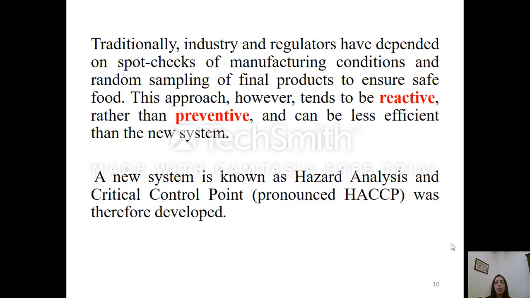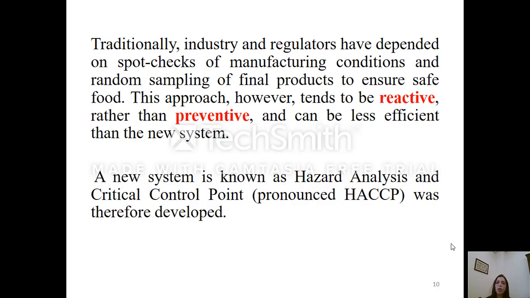So basically, traditionally, the industries and the food processors tend to adopt systems that are reactive rather than preventive. So mainly, they wait to face the problem and then start to put in place corrections to react to the problem, okay? But these systems were demonstrated to be less efficient than the new system introduced, which is the HACCP system. So the HACCP system is a proactive system, mainly relying on preventive measures rather than on corrective measures.